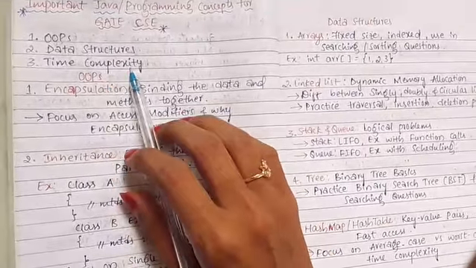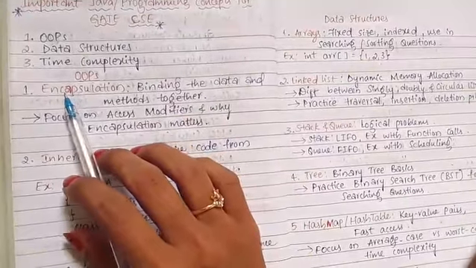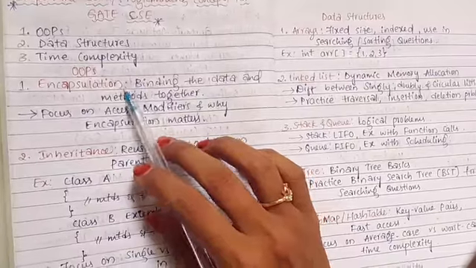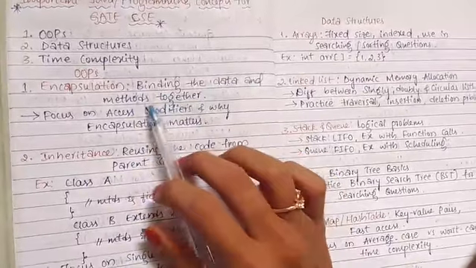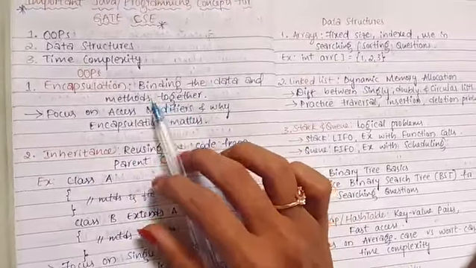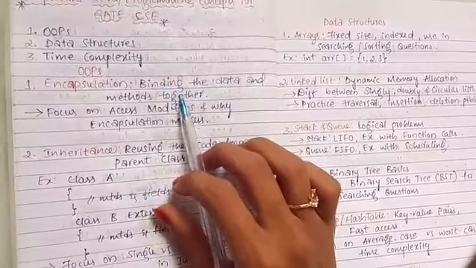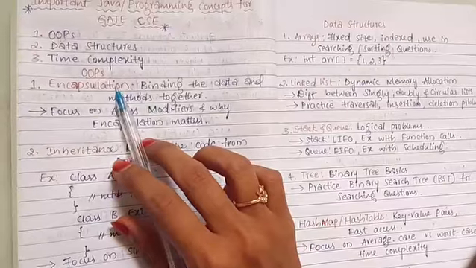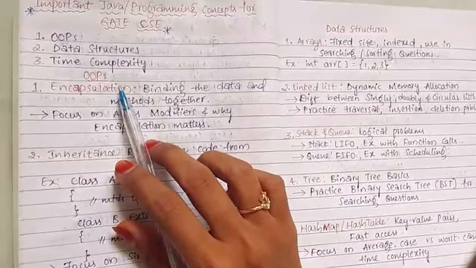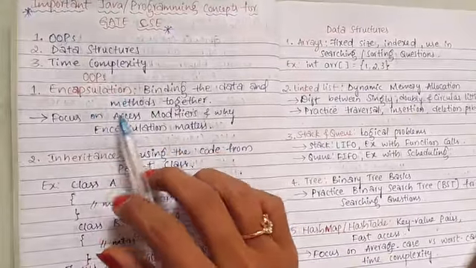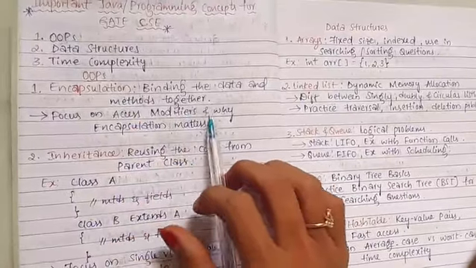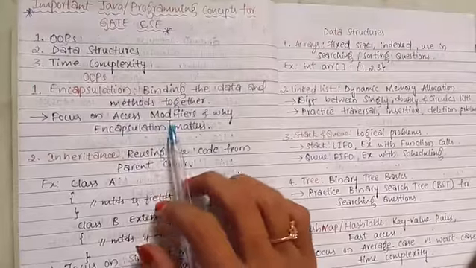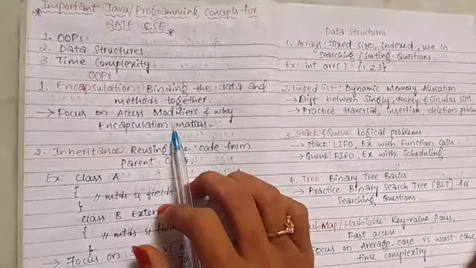Let us start with the OOPS concept. That is, we have encapsulation. Encapsulation means binding the data and the methods together, wrapping up of the data and the methods together. That is what encapsulation means. In encapsulation, you also have to focus on the access modifiers and why encapsulation matters. You have to focus on these two concepts as well.